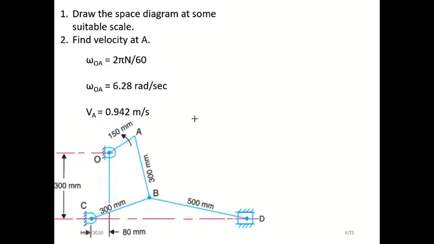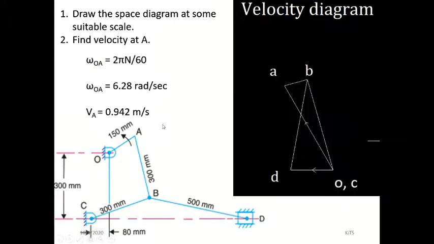Now we have to draw the velocity diagram. What are the fixed points? O is a fixed point, C is a fixed point, and this guide is also a fixed point. We have three fixed points. So mark the fixed points first.